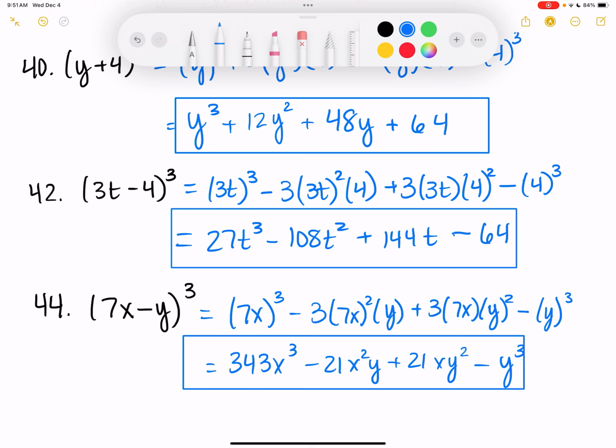How come you didn't pull out a negative 4? It was just a 4 for the b. So set that, Zach.